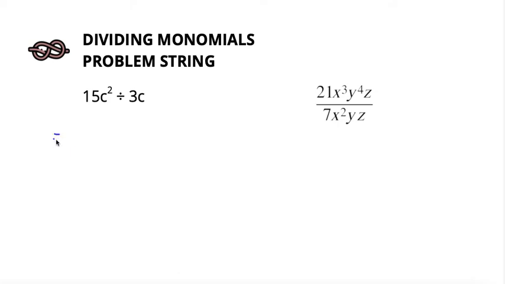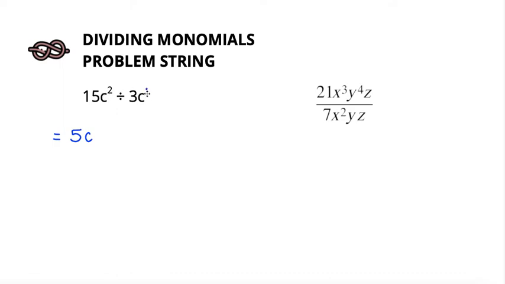Next set of examples. So I'm going to take a look at my coefficients. 15 divided by 3 is 5. Now I look at my variables. My bases are the same. They are both a c. So that means I can use my exponent laws.